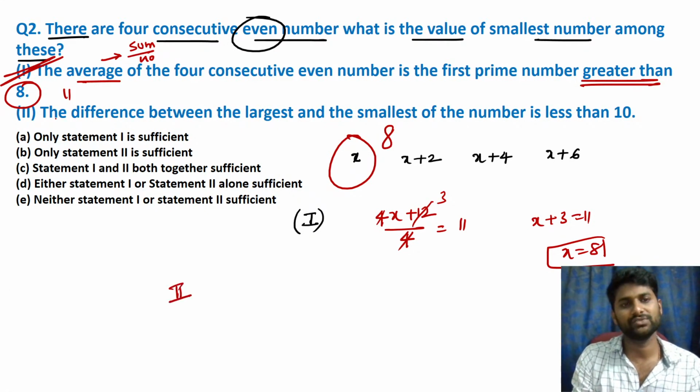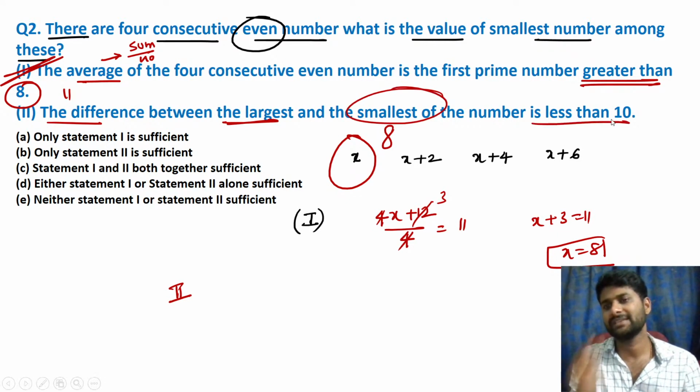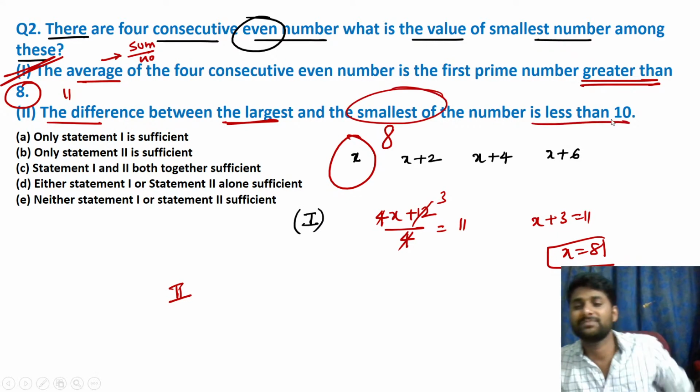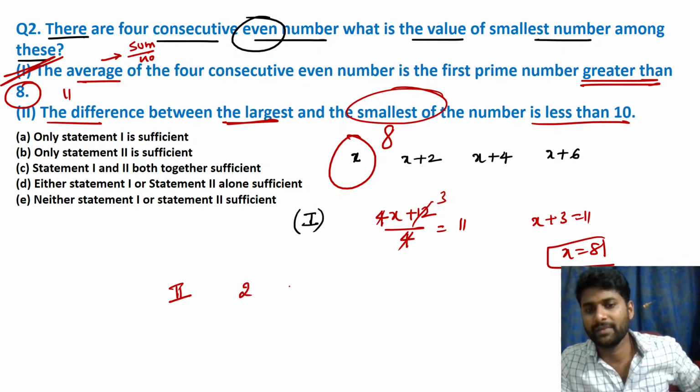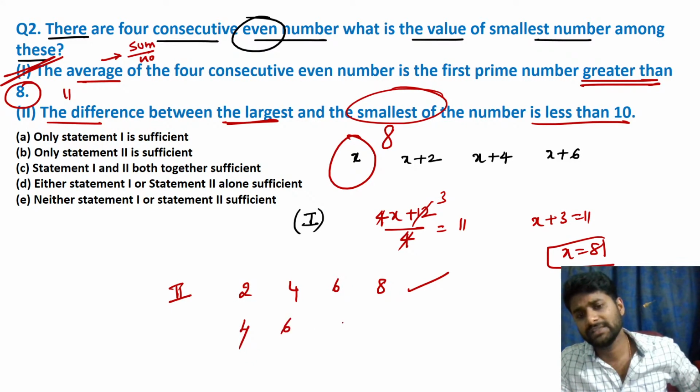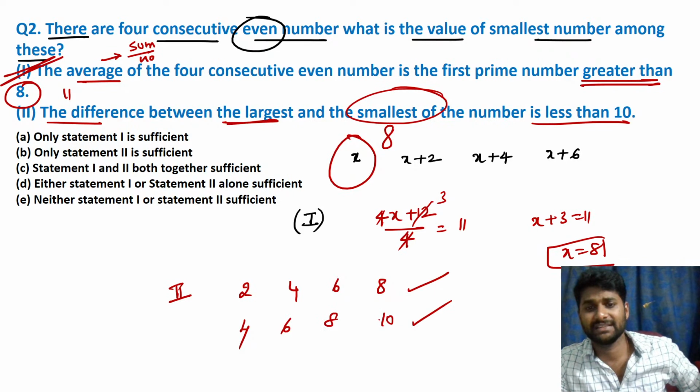See, statement 2 says the difference between the largest and smallest number is less than 10. For example, if I'm taking 2, 4, 6, 8, the difference between 2 and 8 is 6, so maybe one possibility. If I start with 4, 6, 8, 10, here the difference is always less than 10. So if I go with 6, 8, 10, 12, here the difference between 12 and 6 is again 6.